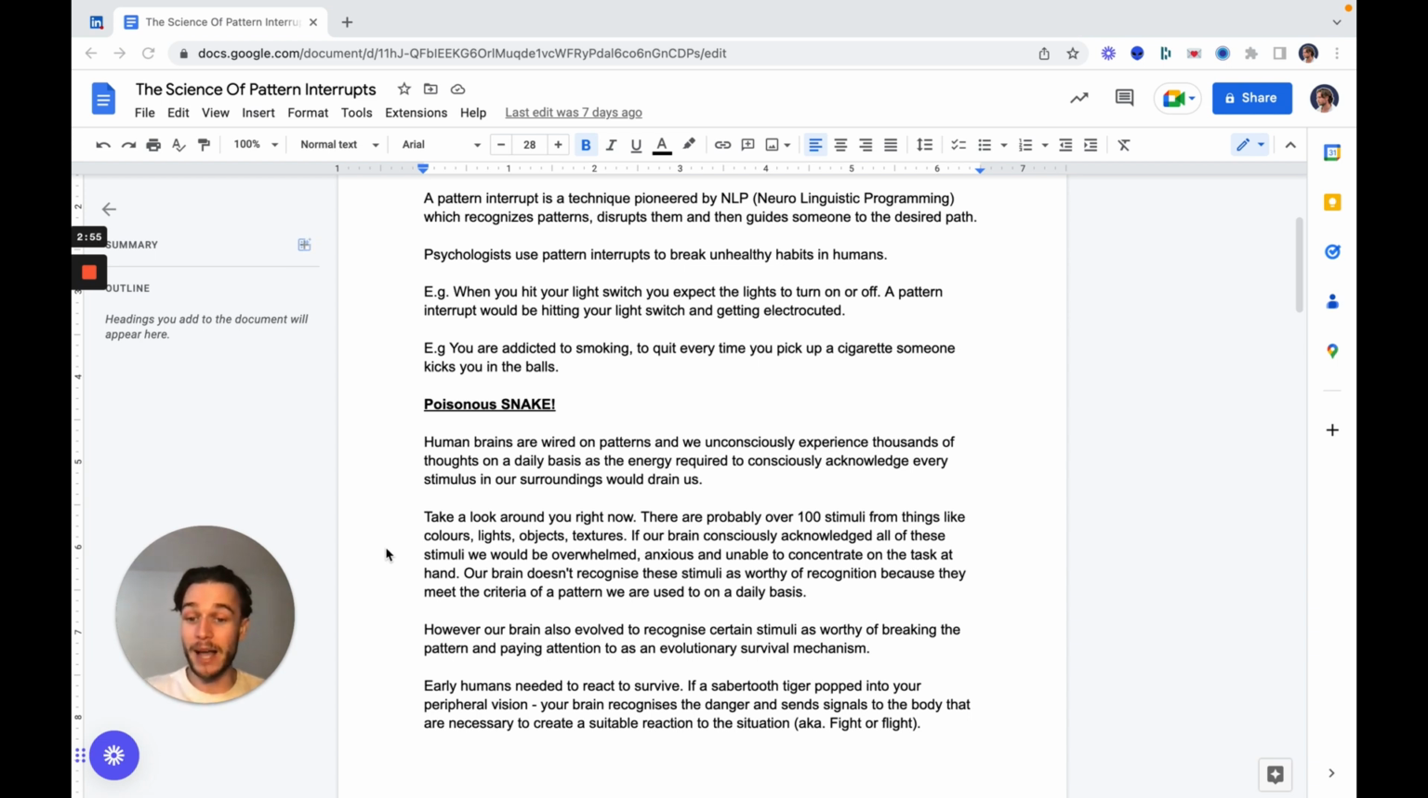However, our brain has also evolved to recognize certain stimuli as worthy of breaking the pattern and paying attention to as an evolutionary survival mechanism. If you're an ancient caveman or an early human being and you're walking through the jungle or the plains or wherever you are and a snake pops out, you need to learn very quickly to recognize that as a negative thing and as a pattern interrupt and be able to react to it so that you can put your focus and put your energy on avoiding getting bit by the snake. Because if you get bit by the snake, you're dead. So human beings learned very quickly to recognize these pattern interrupts and recognize dangerous things as a way of surviving and as a way of evolving. And that's one of the reasons that we're so successful as a species.